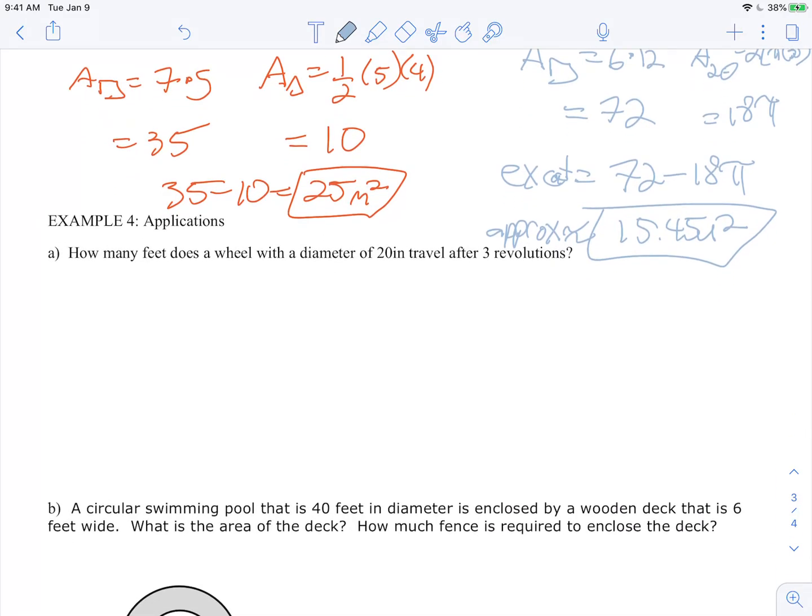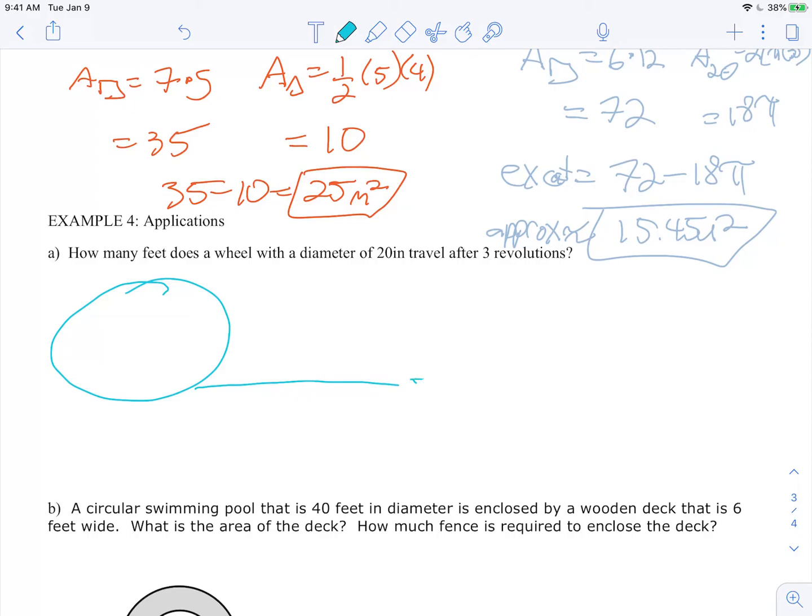Okay, how many feet does a wheel with a diameter of 20 inches travel for 3 revolutions? Again, I love this kind of problem because it makes you think. So try it on your own, hit pause, but I'm going to continue for the sake of time here. So now let's think about this. So we're drawing a wheel here, and we want to know, what's the diameter of 20 inches, how many feet does it travel?